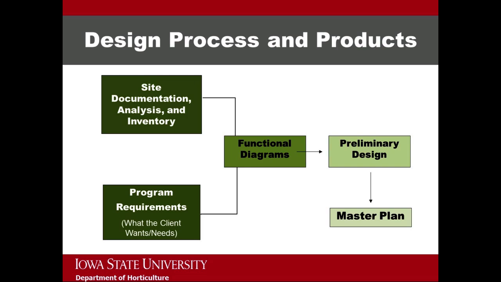I've included this flowchart graphic to provide context for the overall design process and products. What I will be discussing in this presentation influences the design, but not specific items that necessarily result from the design process. The information identified during the site documentation process and the program requirements are ultimately combined to create functional diagrams, which are then followed by preliminary design, and then finally a master plan. This part of the design process will be discussed in detail in a separate module, as I mentioned earlier.